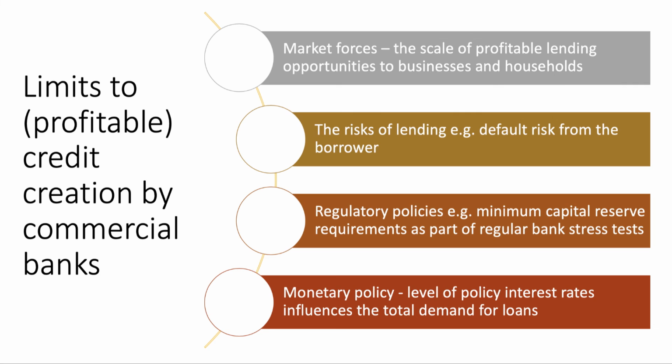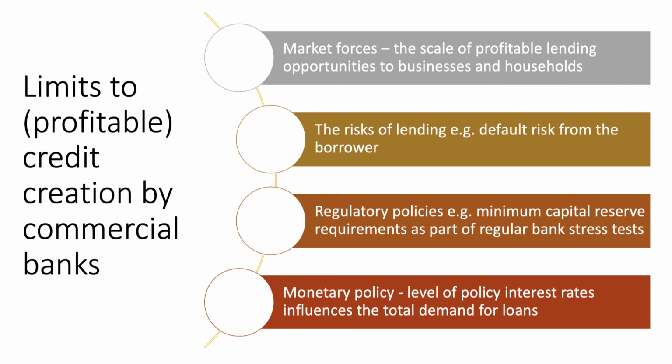The second key constraint is the risk of lending. And in particular, we talk about the default risk. The risk that if you lend £50,000 to a business, they end up not being able to pay it back, and that becomes a bad debt.